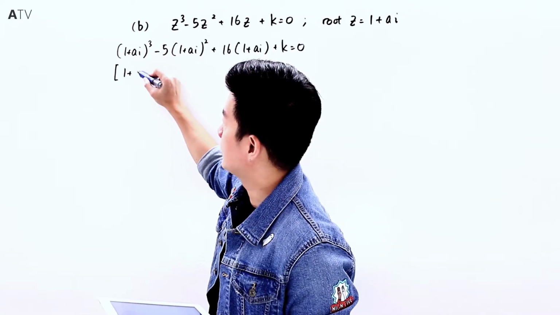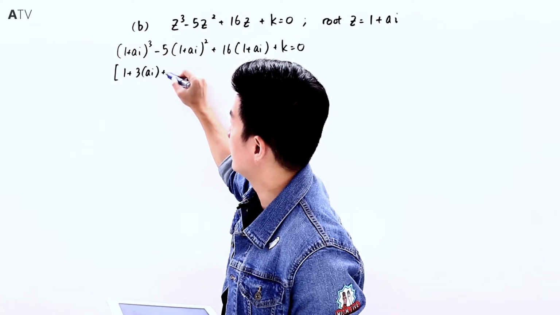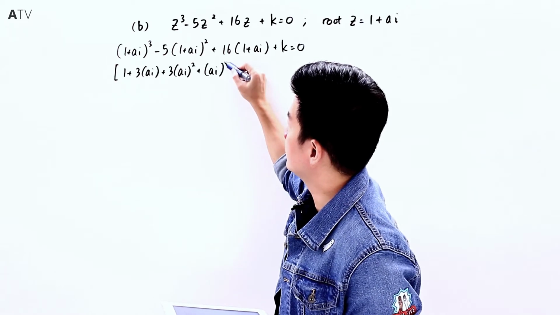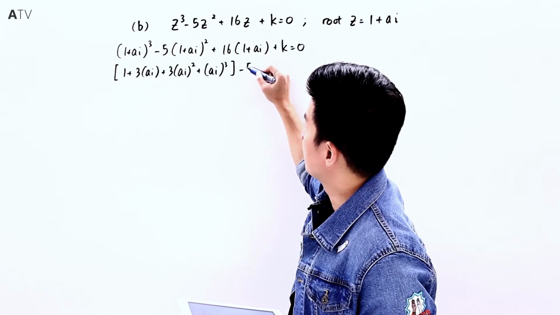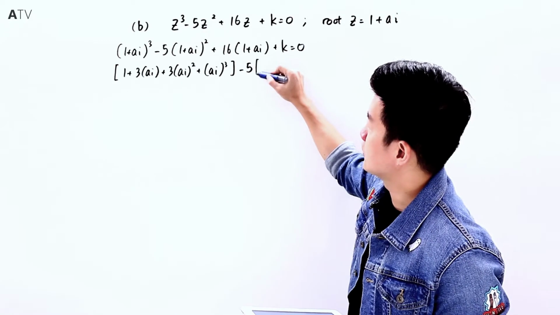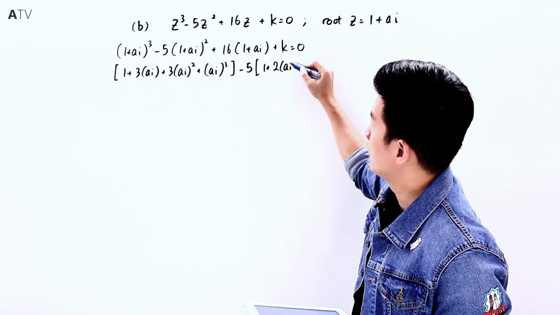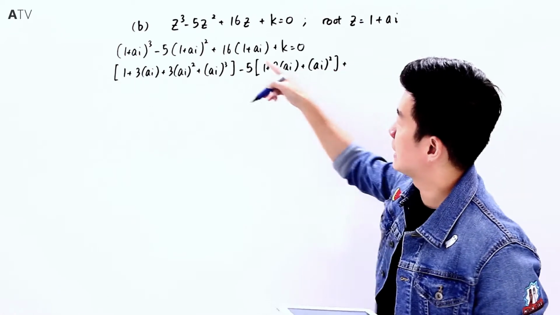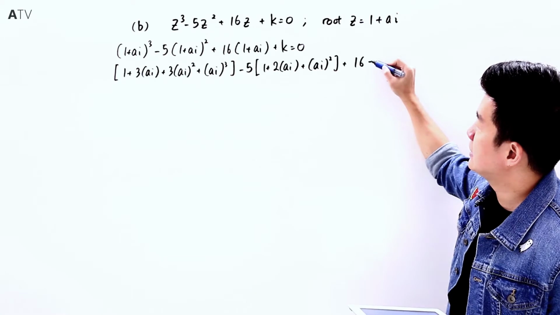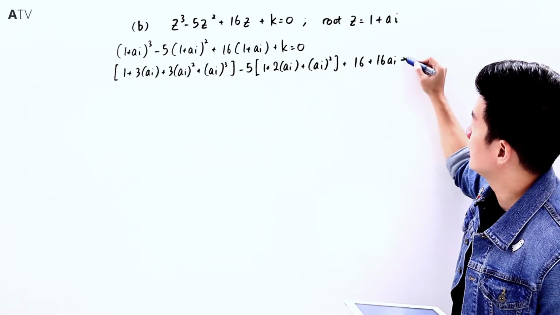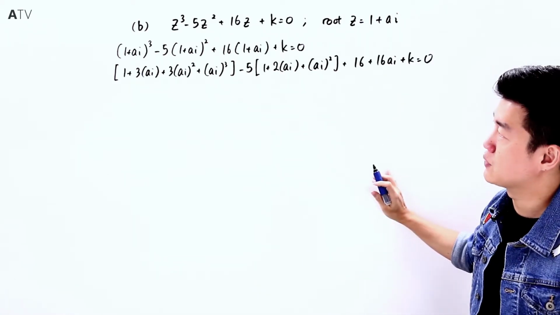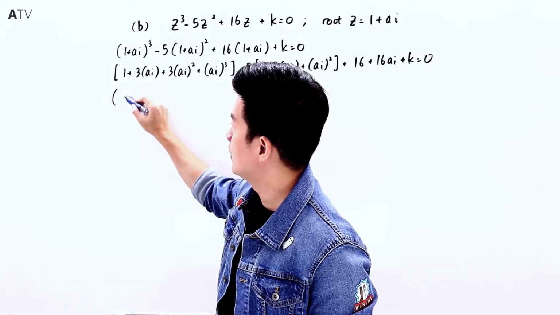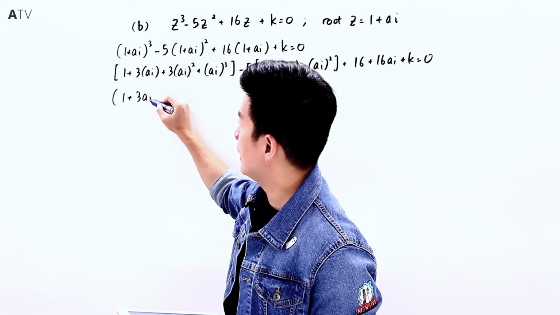It will be 1 plus 3ai plus 3a squared i squared plus a cubed i cubed. Then minus 5, expanding this, it is going to be 1 plus 2ai plus a squared i squared. Plus this, it is 16 plus 16ai plus k is equal to 0. Let's evaluate this.